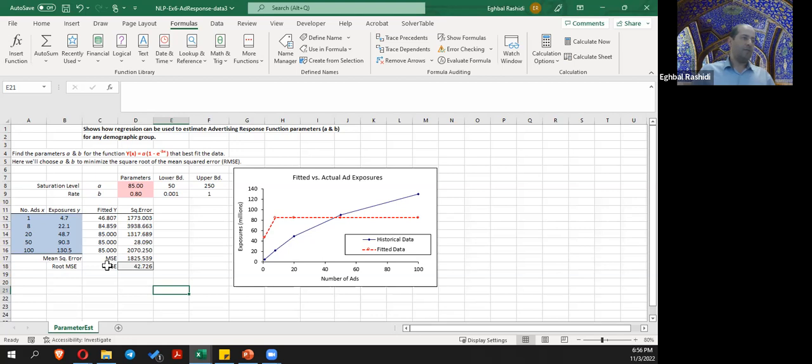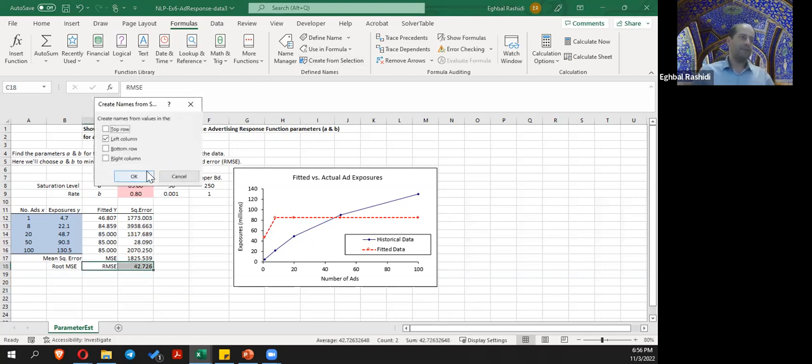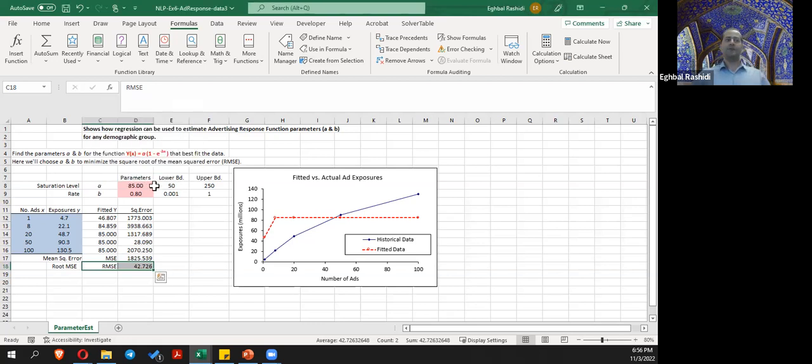I think we are all good. So I'm just gonna name this RMSE so that this is going to be our optimal solution or going to be our output. So what I want to do is I want to minimize this value, which is the square root of the average error, by changing these two values of A and B.